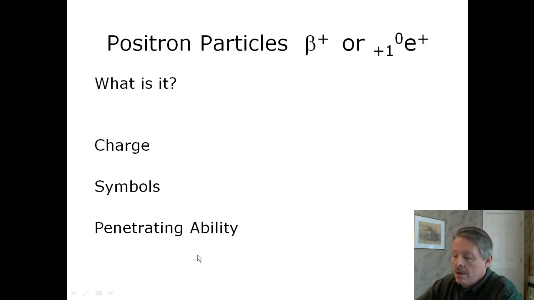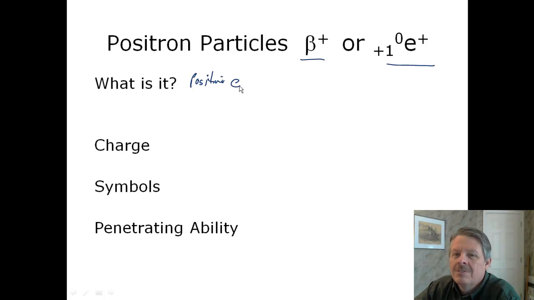All right, and these are our symbols for it up here, which look kind of goofy. Right. So what is a positron? Well, again, we're going to gloss over this one because it is so strange. But what it is, it's a positive electron. Think of it that way. Wait a minute, a positive electron?